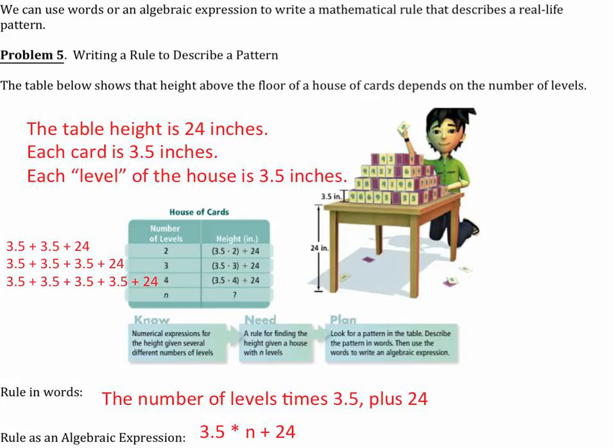Okay, great. You could also write it like this: 3.5 times the number of levels. I just jammed it together there instead of using the little star. So just jam it together: 3.5n plus 24. Try to clean it up as much as you can when you can.